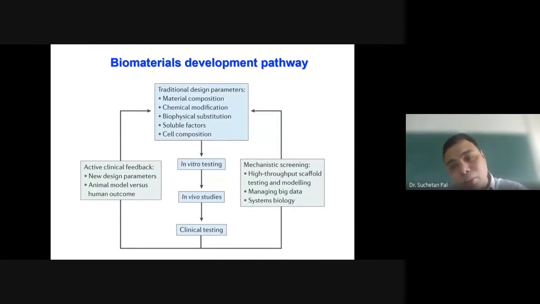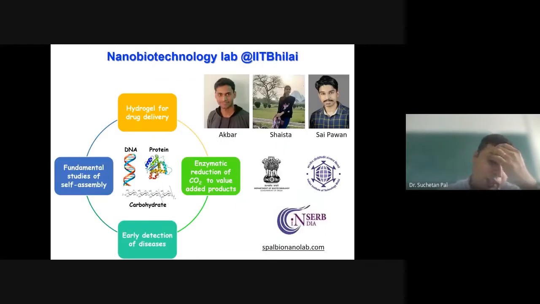And right now, a lot of computation has come in. There is some artificial intelligence, big data analysis, those kinds of things. Machine learning is there, so that can also predict things like clinical outcome from these design parameters, and they can predict what kind of design you need, right? So this is a huge area of interest, and a lot of people are working in this area, and our lab in IIT Bhilai is working in this direction, right?